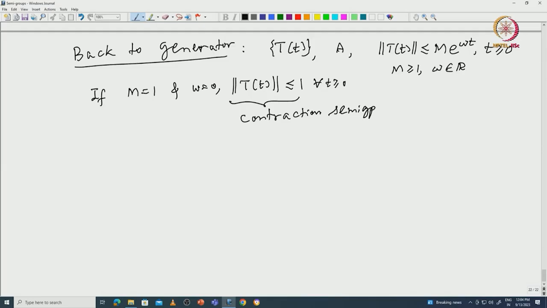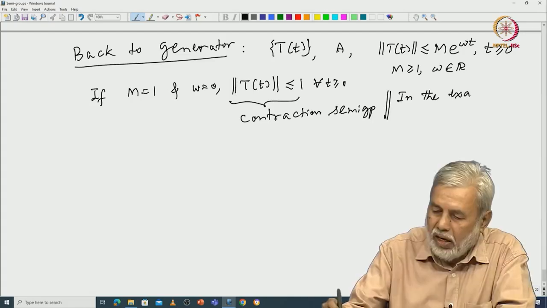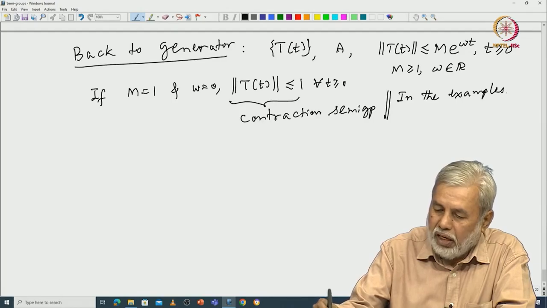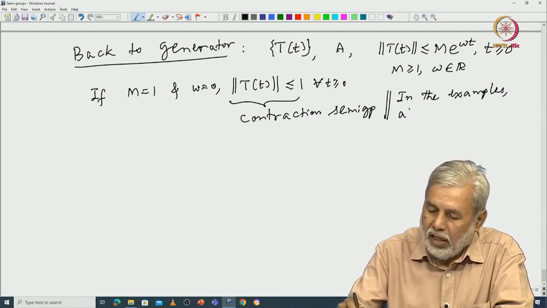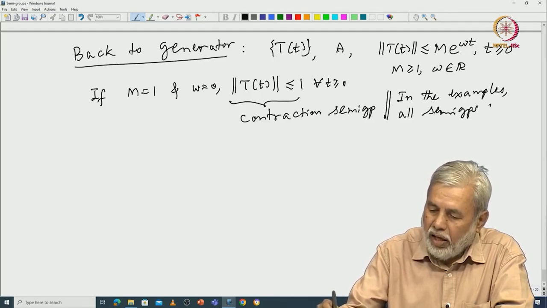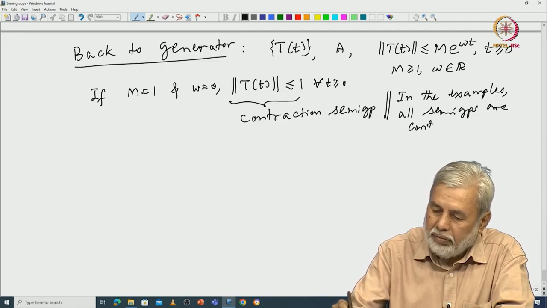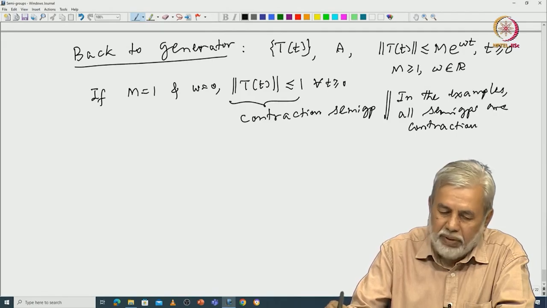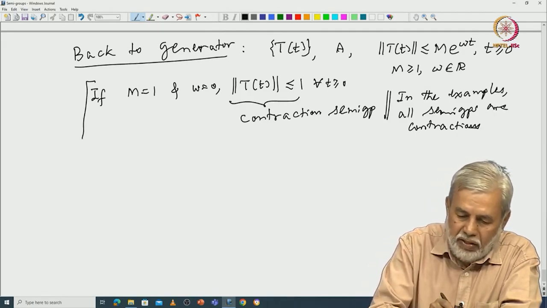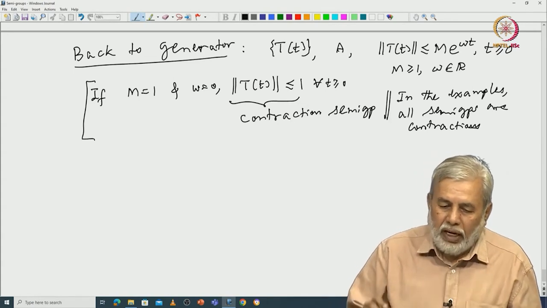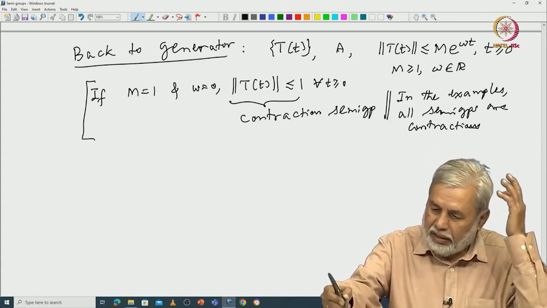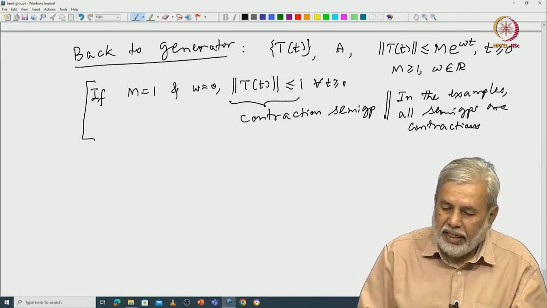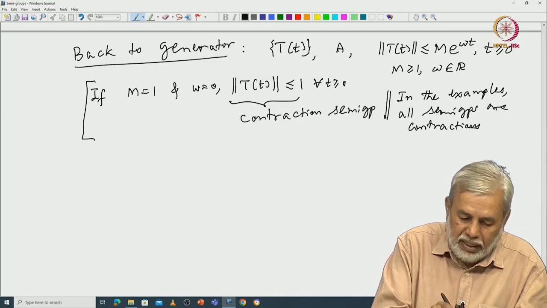In fact, in the four examples, just check them, all semigroups are contraction. That is very easy to check. Now, with a general semigroup satisfying that and A being its generator, we have this theorem.